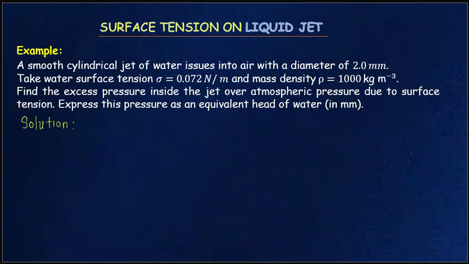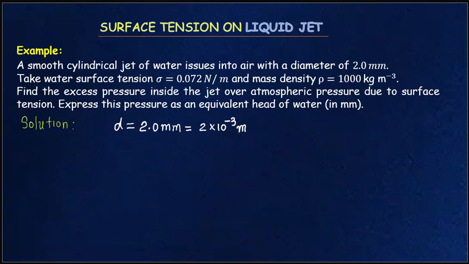Okay, so let's see first part. Now let me take down all the data available to us. So whatever is given to us, let's see. A smooth cylindrical jet. So jet is in the form of cylinder, issues into air with a diameter of 2 mm. So diameter of jet is given to us, friends, which is very important. Diameter is given as 2 mm. So 2 mm we have to write in meters. So it is going to be 2 into 10 raised to minus 3 meters.